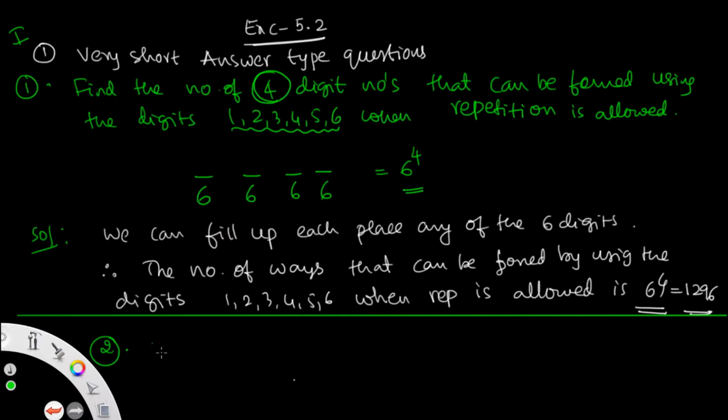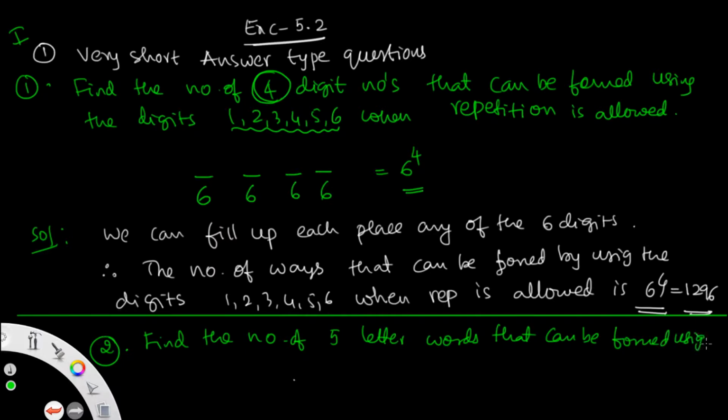All are same methods only. Find the number of 5-letter words that can be formed using the letters of the word RHYME, if each letter can be used any number of times, that is, when repetition of things is allowed.